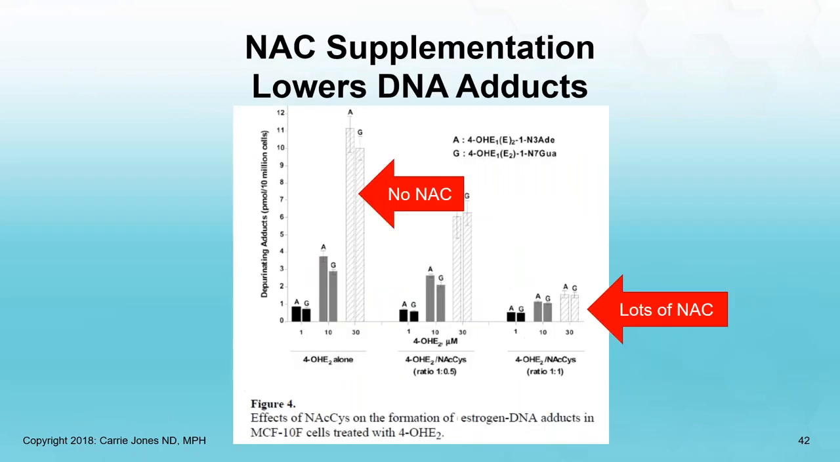And they put this into a great graphical, which I have very technical there. You can see no NAC and the amount of adducts they have formed. It's a very high bar, and lots of NAC, obviously, lots of NAC is the technical term for the ratio being 1-to-1, and the adduct formation drops really quite low. So N-acetylcysteine can be really helpful for those who are estrogen dominant, and especially when you're concerned about cancer risk.